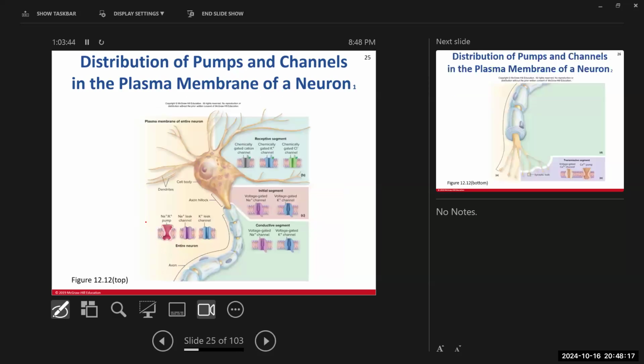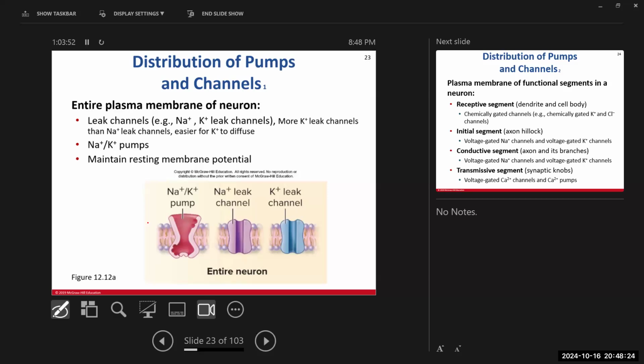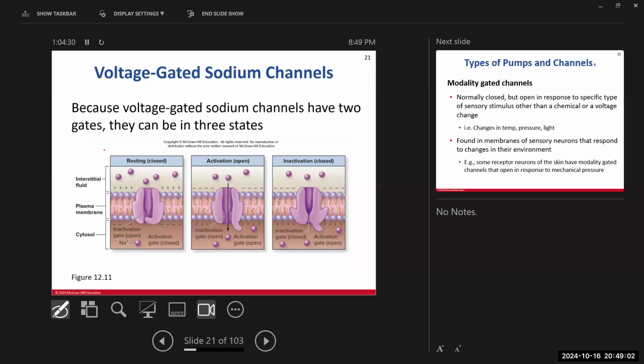There are some other ones that are in specific places, and we'll talk about those. So for the entire neuron, you will see these two leak channels and our sodium potassium ion pumps. Those three types of transport proteins are responsible for maintaining the resting membrane potential. This is an important concept, so memorize this. And what's the resting membrane potential? This: positive outside, negative inside. There's a better definition for that, but I don't want to overwhelm you right now.